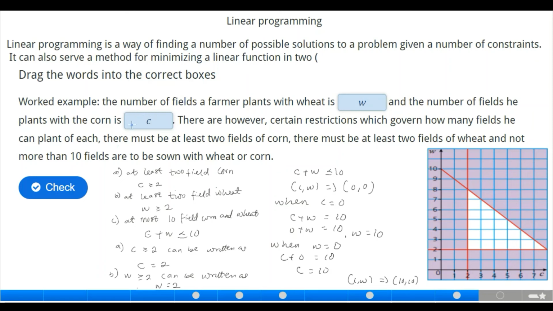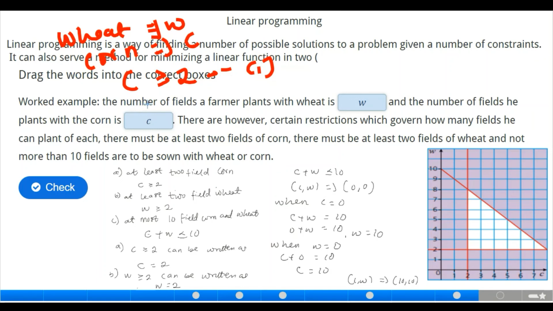So let's represent C to be corn and W to be wheat. Now, having that, wheat is going to be what? W, and corn is represented as C. So the first condition there is what? There must be at minimum feed that contains 2 corn. So that's going to give us corn greater than or equals to 2. That's the first condition that we have.